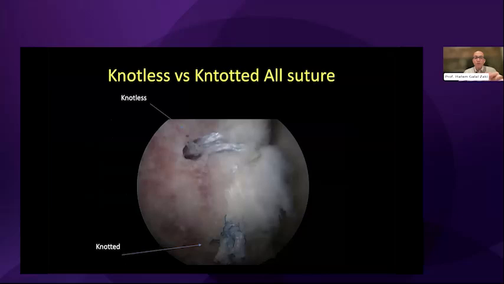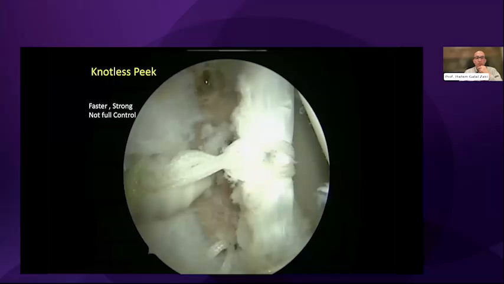You can see they're both very close to the articular margin, and the one at the top is a knotless. There is no knot here, so potentially less adhesions with the capsule postoperatively, and knotted at the bottom, but since they are very small ones, I don't see much of a problem with that.